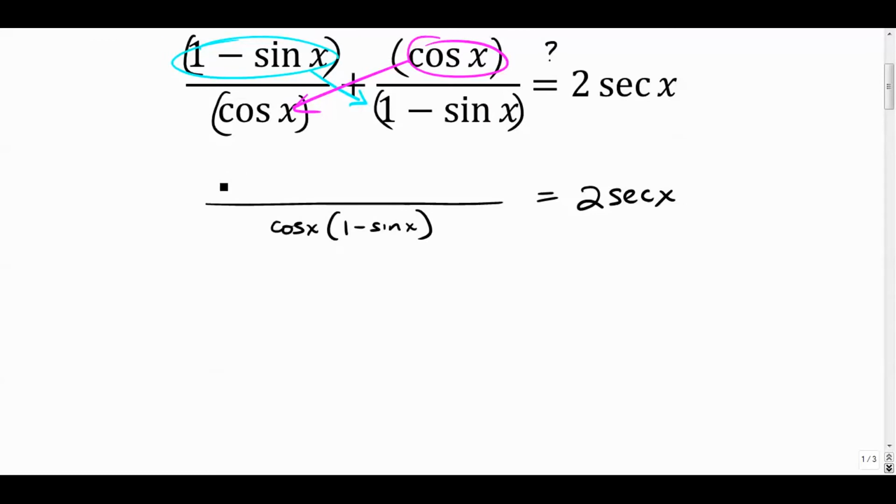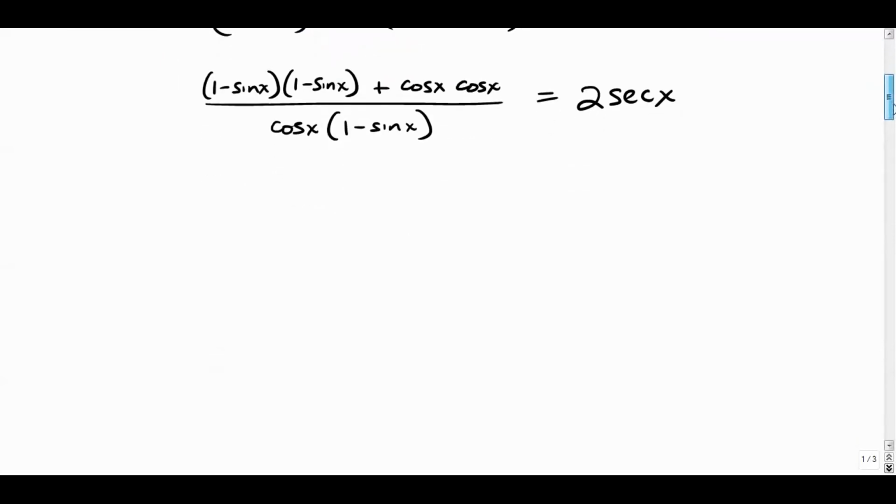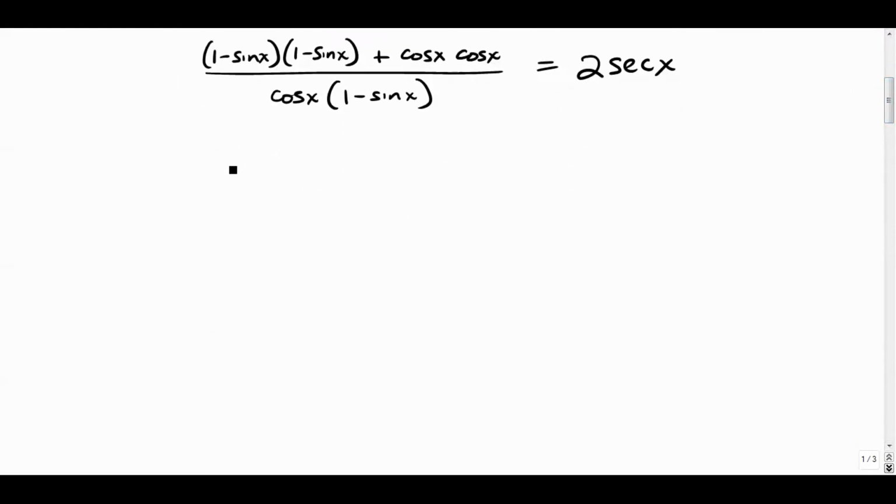So here we go. Let's see. We've got 1 minus sine x times itself plus cosine x times cosine x. Alright, so we've got some common denominators there, a little bit of algebra. Okay, so let's multiply these 2 binomials together with a little bit of distributive property, a little FOIL. First times first, outside, inside, and last. And then these multiply together, of course, to be cosine squared x.